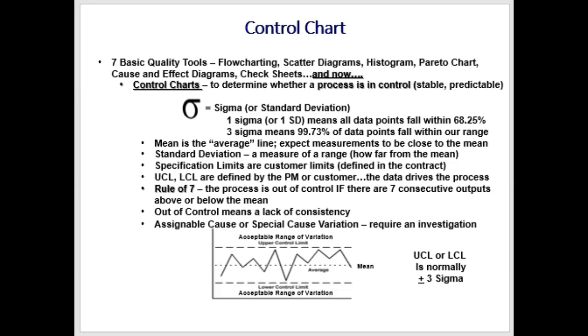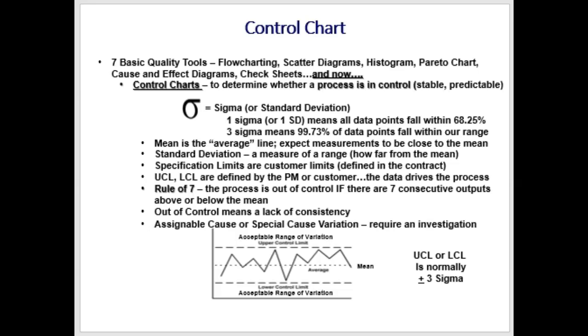And as long as all of our data points fall between our defined upper and lower control limits, we're good to go for the most part. If we don't know how to define our upper and lower control limits, as project managers, we normally use plus or minus 3 sigma, or 3 standard deviations. Notice that there's a rule of 7. If a data point falls above the upper control limit or below the lower, it's called out of control, and you want to do root cause analysis on that.